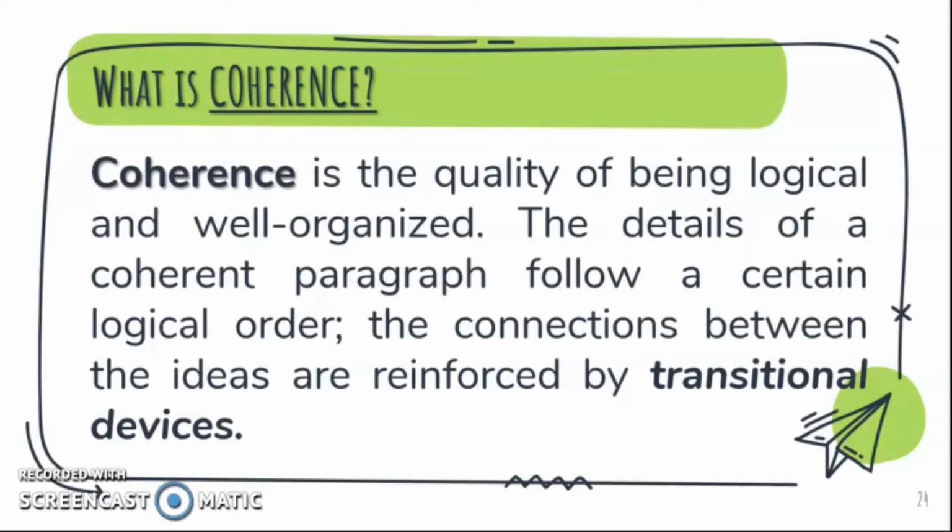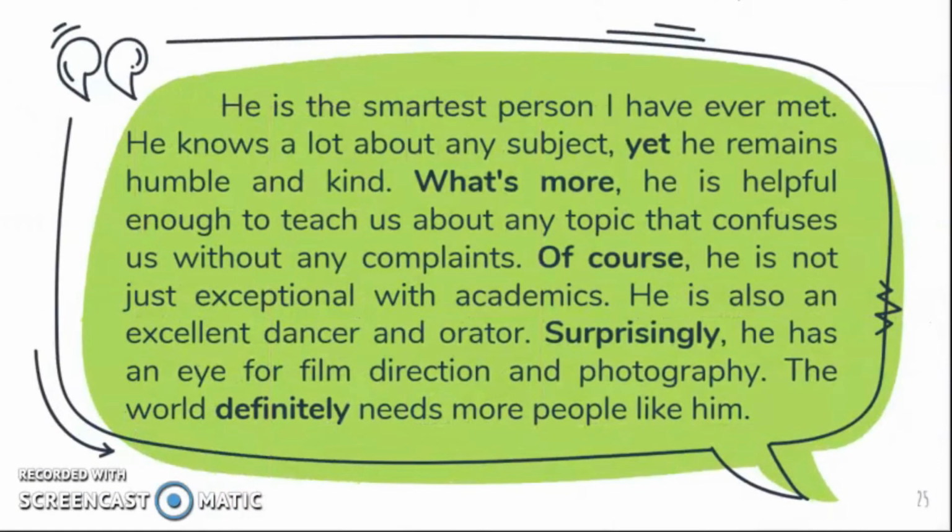Transitional devices help connect words. They allow smooth flow between words by linking a thought from one sentence to another or from one paragraph to the next. Coherence occurs when ideas are connected at the conceptual level. It refers to the overall sense of unity in a passage, including both the main point of sentences and the main point of each paragraph. Let's take a look at the given example.